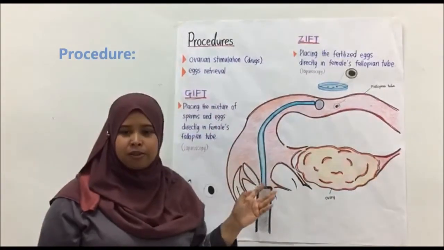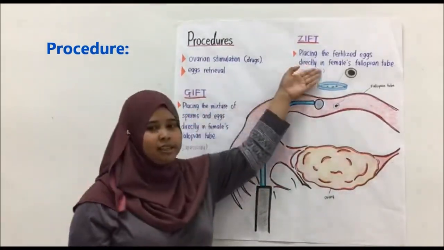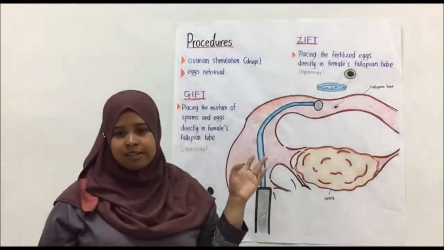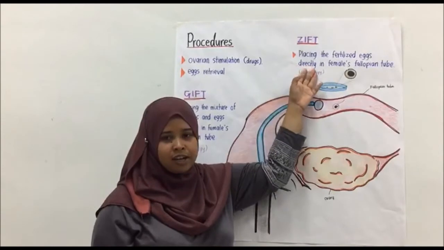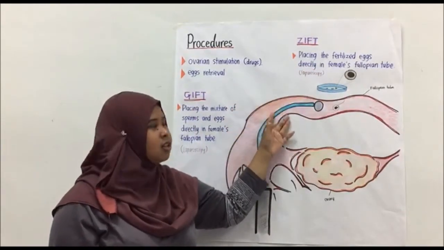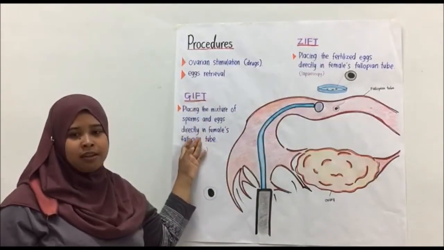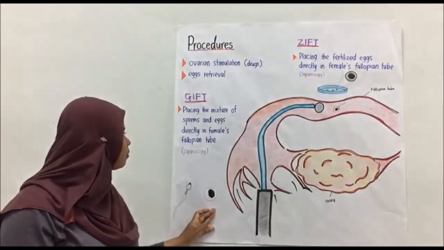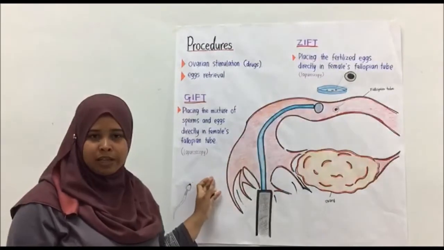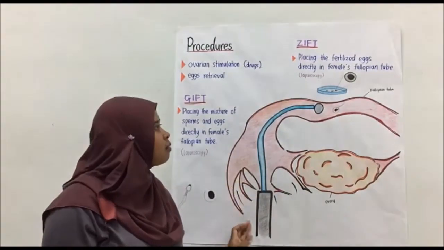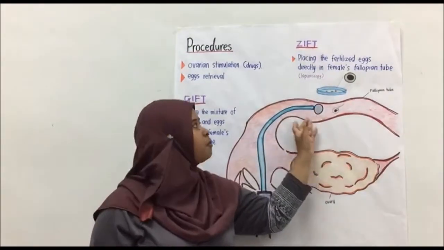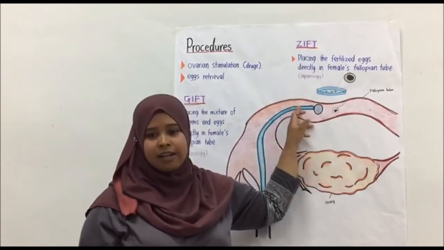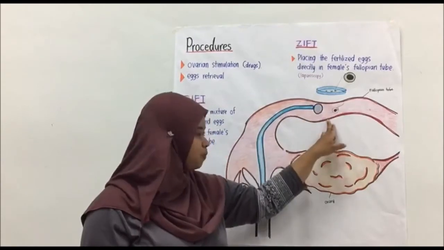Now I will tell about the procedure for GIFT and ZIFT. Both techniques require ovarian stimulation by drugs and egg retrieval. For GIFT, they will place the mixture of sperm and ovum directly into the female fallopian tube. But for ZIFT, they will place the fertilized egg directly into the fallopian tube.